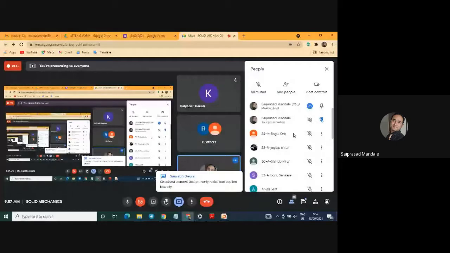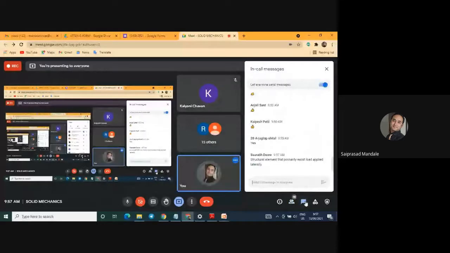Somebody has pinged me. Saurabh Devre is saying a structural element that primarily resists the load applied laterally. So what does laterally mean? Saurabh Devre, if possible, unmute yourself and tell me.